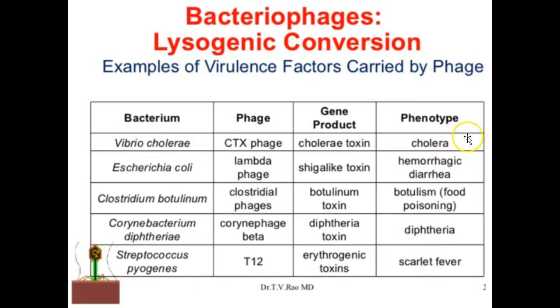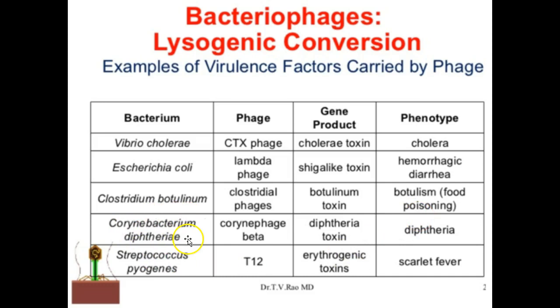Vibrio cholerae can cause cholera. E. coli, some forms of it, of course. Some are harmless, but some forms can cause hemorrhagic diarrhea. That's blood-containing diarrhea. Clostridium botulinum can cause botulism, an extremely dangerous form of food poisoning.